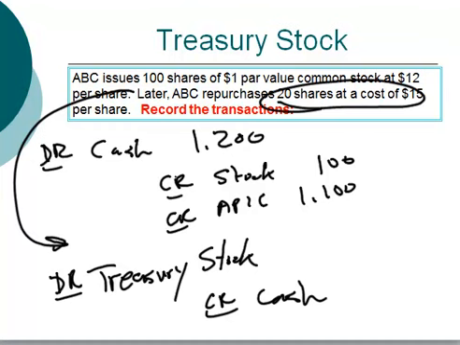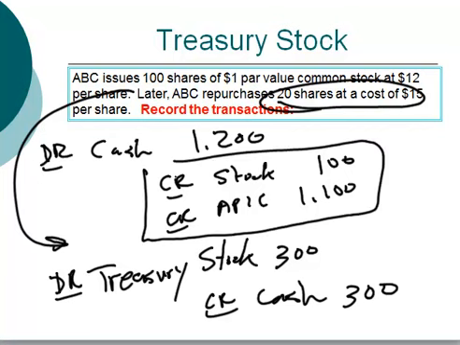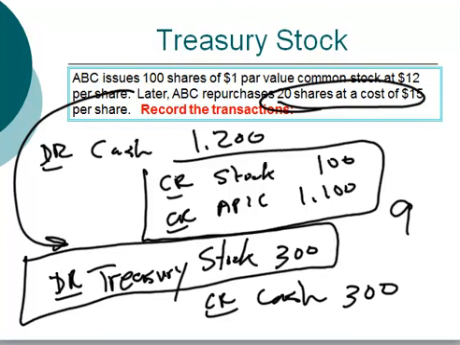20 shares at a cost of $15 per share will be $300 of treasury stock and a $300 cash outlay. At this point in time, our equity on the balance sheet is $1,200 of credits less $300 of debits. $900 is our net equity on the balance sheet.